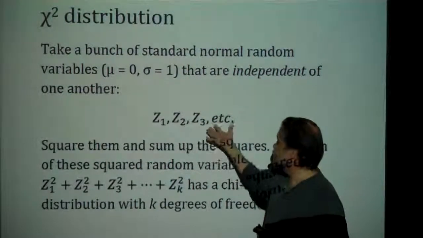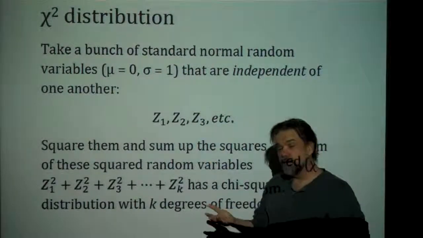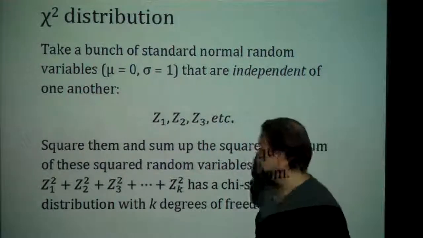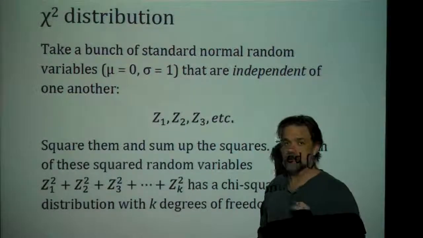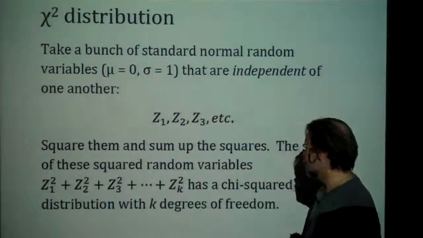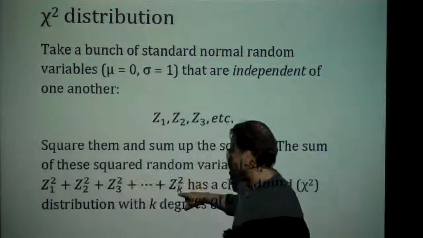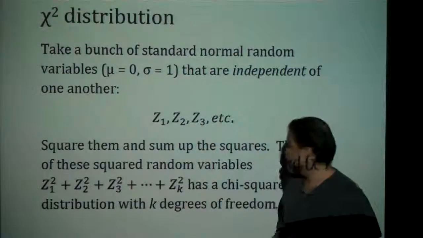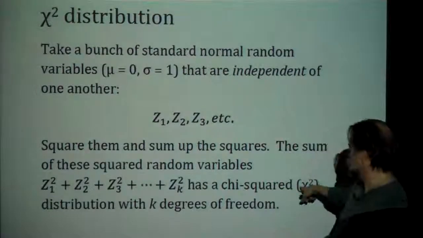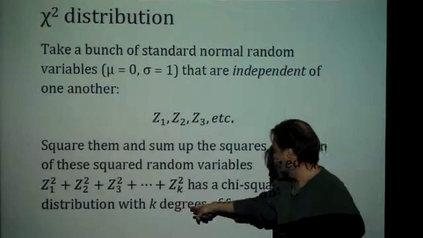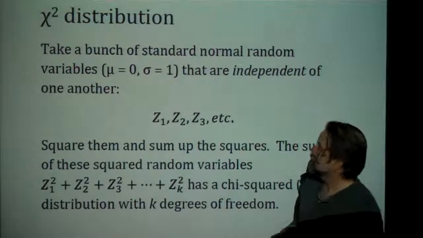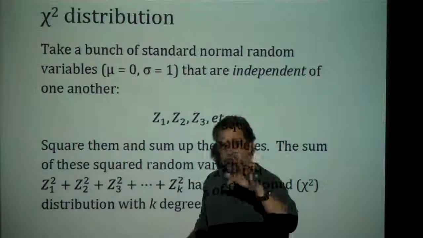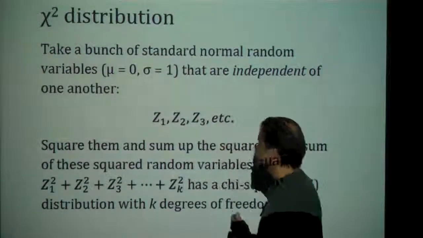And you may be wondering, well, how many Z's do I have? Well, you might have different numbers. Remember how T distributions had degrees of freedom? Chi-squared distributions also have degrees of freedom. And so if you add up k of these squared normal random variables, what you're going to get is a chi-squared distribution with k degrees of freedom. This guy right there, that's not an X. Looks like an X, it's not an X. It's a chi, another Greek letter.